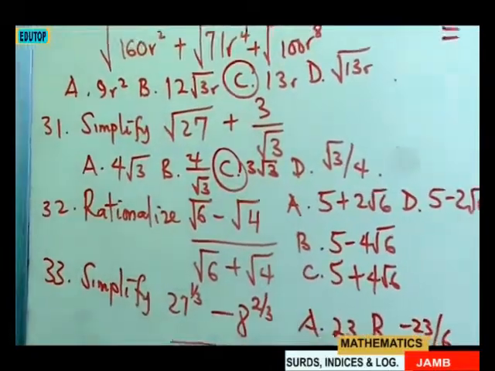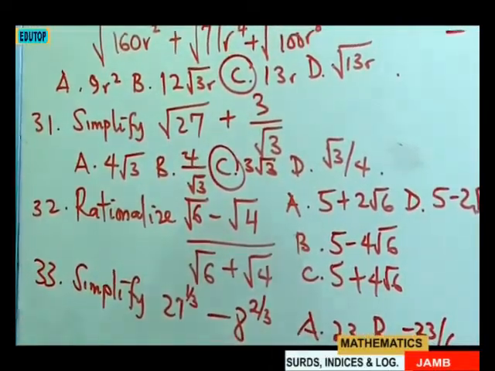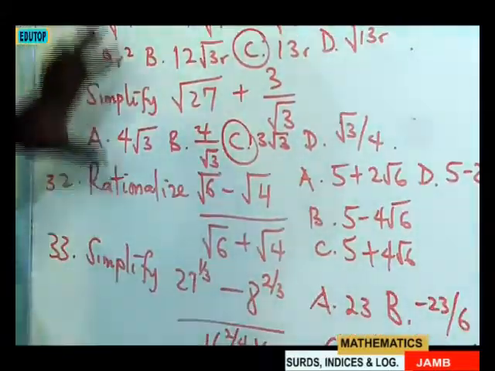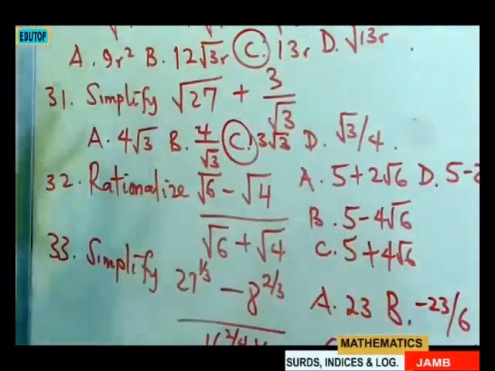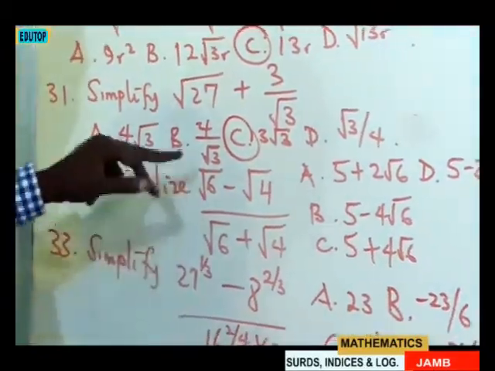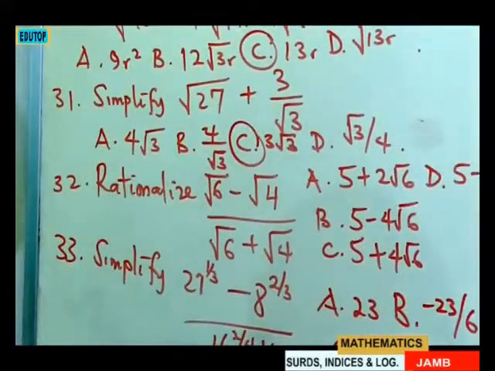Then the next one says rationalize. This one came out in 2016. All these questions are UTME questions for designated years. This one came out in 2016 as the last edition, so you have to be mindful of all these questions.